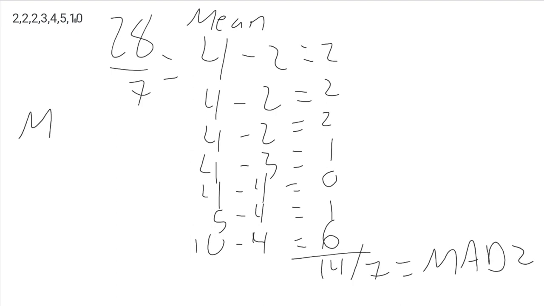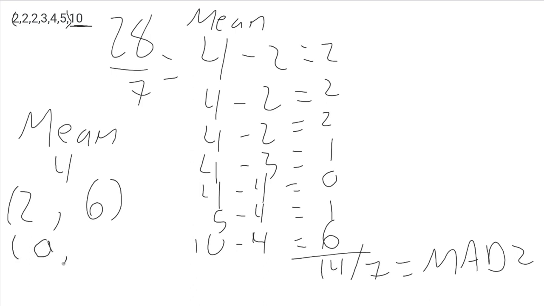So the mean was 4, and the MAD was 2. So that means the range from 2 to 6 is considered a normal answer. So from 2 to 6. So a weird number would be 10. I could do one more MAD and say 0 to 8 is not normal, but it's not abnormal. And anything beyond that is weird. So this 10 number is weird.